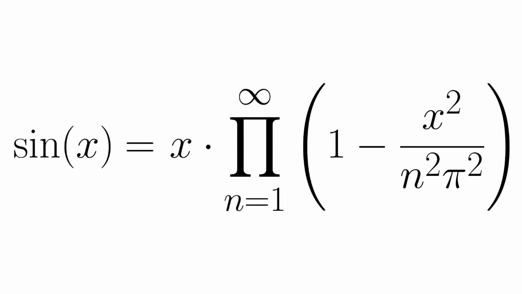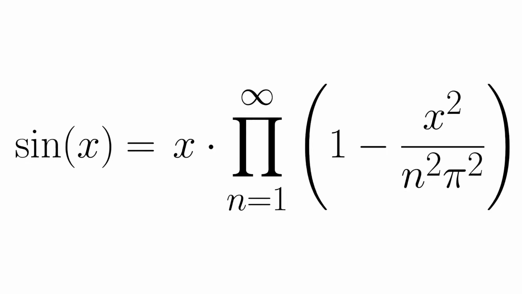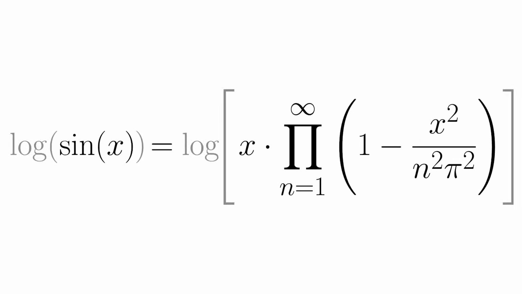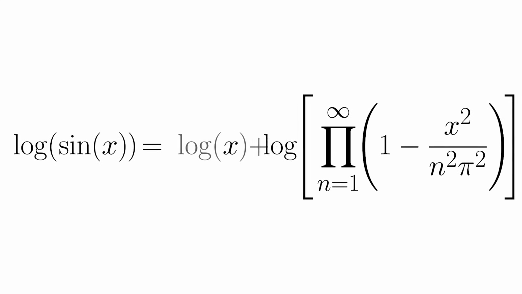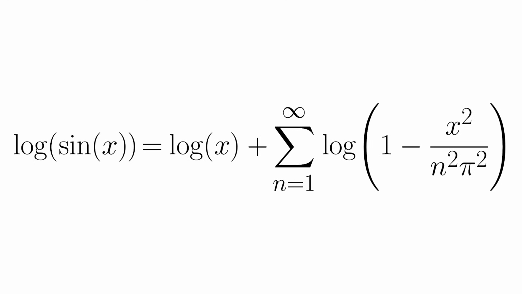We're going to try now and extract more information out of this product formula for sine of x. Infinite products are notoriously difficult to work with, but there's a standard trick to turn them into infinite sums. Namely, if you take the logarithm of an infinite product, it turns it into an infinite sum. If we do that here, then we end up with, on the left-hand side, the log of the sine of x, and on the right-hand side, the log of x, plus this sum as n goes from 1 to infinity of the log of 1 minus x squared over n squared pi squared.